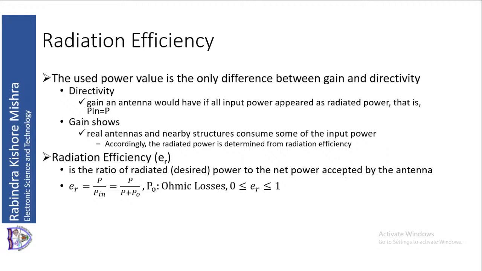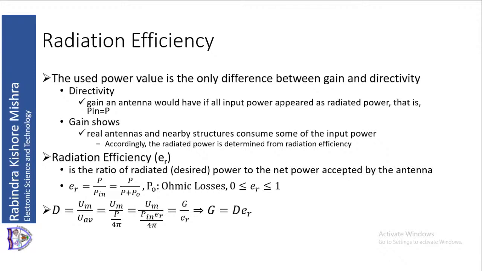Since ER is equal to P by P plus P0, unless P0 is equal to 0, ER will be less than 1. And when P is equal to 0, the radiated power is 0, so ER will be 0. Therefore the limit of ER is between 0 and 1: 0 is less than or equal to ER, the radiation efficiency, which is less than or equal to 1.